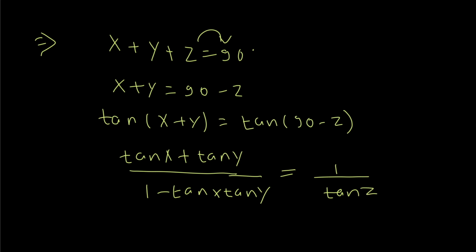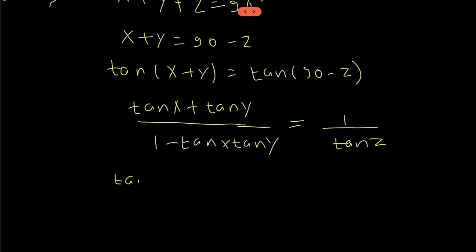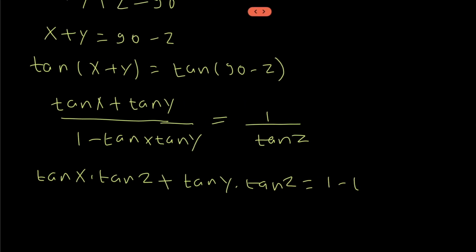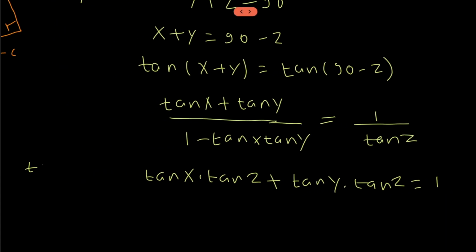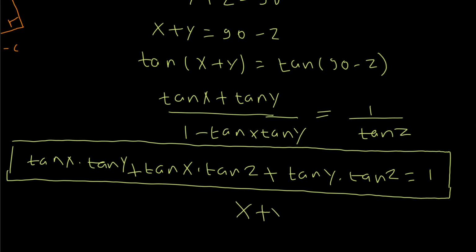Okay. Now I will do the cross multiplication. So I will get tangent of x multiplied with tangent of z plus tangent of y multiplied with tangent of z is equal to 1 minus tangent of x into tangent of y. Okay. Now I will shift this negative term to the left hand side. Removing this from here, as it was negative, here it will become positive, and I will get tangent of x multiplied with tangent of y added with all the remaining terms, for a situation x plus y plus z equals 90 degrees.